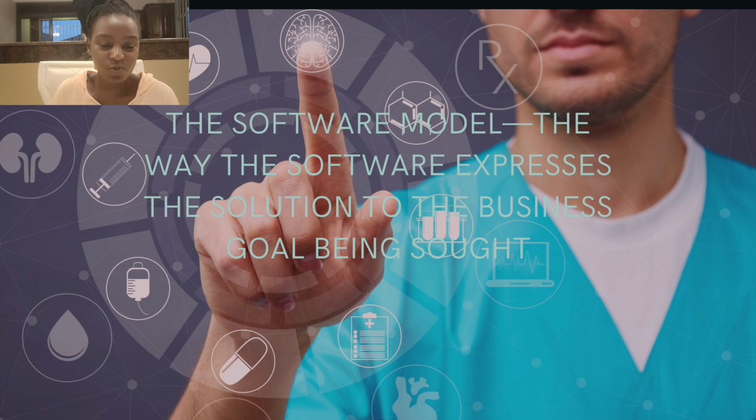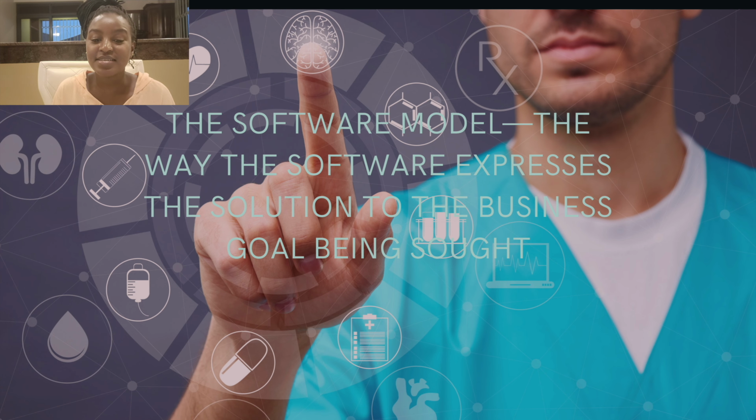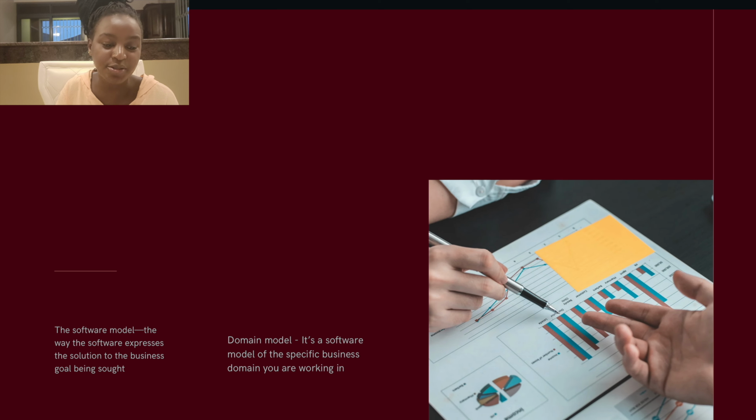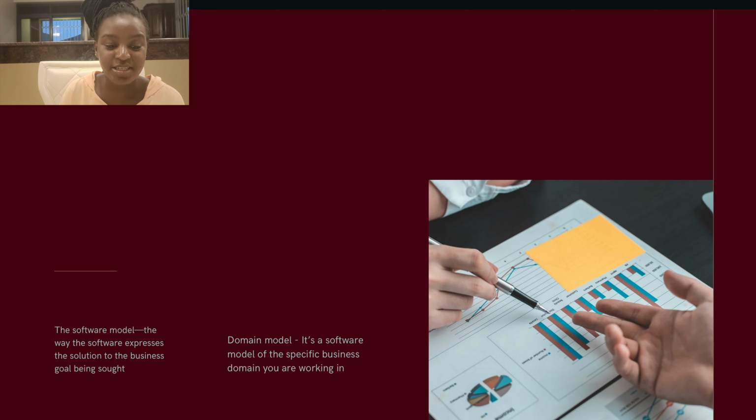For one, what is the software model? This is the way the software expresses the solution to the business goal being sought. That's what we mean when we talk about the model. What's the domain model? It's a software model of the specific business domain you're working in. We'll get to know more about that as we go, so don't stress if this feels like very big words.